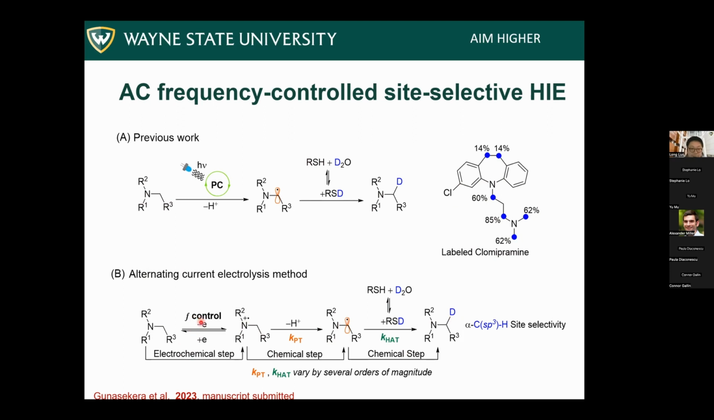Because we have AC, I can control how long I oxidize this species and then reduce it back. That's the interesting part, because you have an electrochemical step, two chemical steps, and a reverse electrochemical step. And the rate constants of these steps can vary by several orders of magnitude. Just imagine you have a really slow step here: we oxidize it, and it takes a long time to complete the two chemical steps and form the product. If I don't give it enough time and immediately flip the polarity, then this cation radical will be converted back. If some sites can easily undergo these two chemical steps, they get deuterated. So by controlling the AC frequency, we can control the deuteration site.